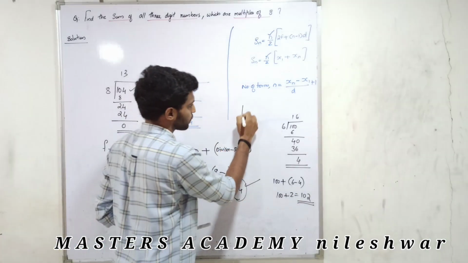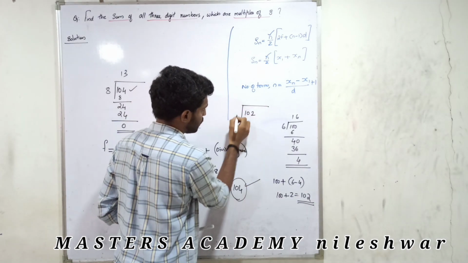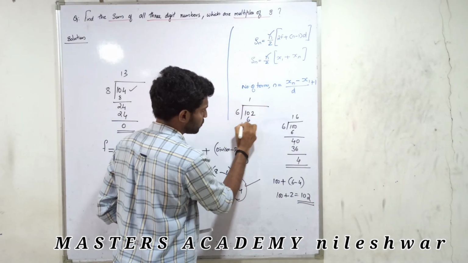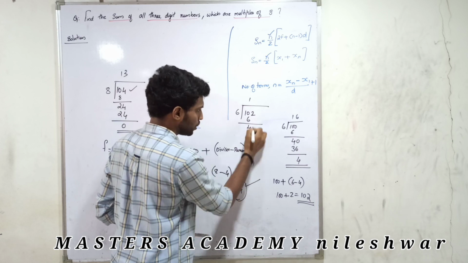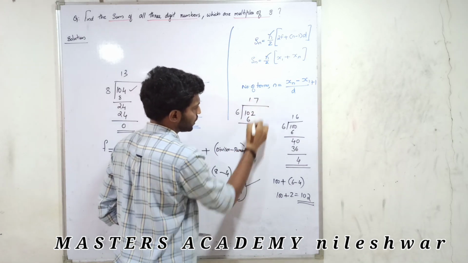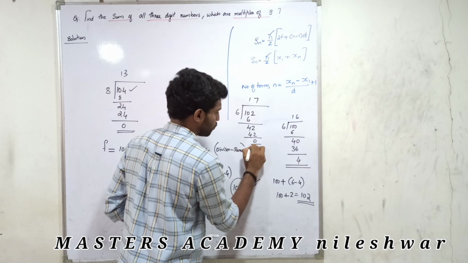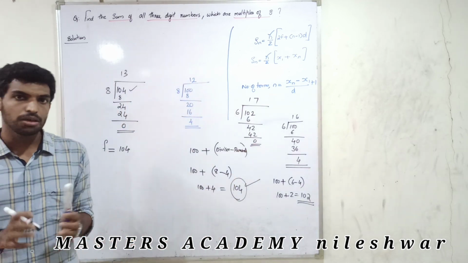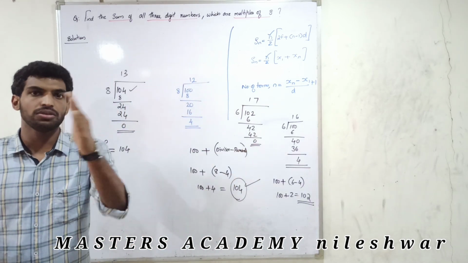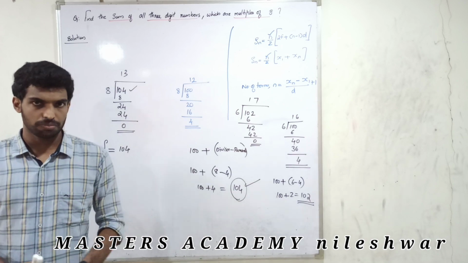Let us check. 102 divided by 6. 1 times 6, balance is 4, 2, 42, 6, 7 times 42, remainder is 0. Okay. So this is a tricky method to find out the first 3-digit number which is a multiple of any particular number.